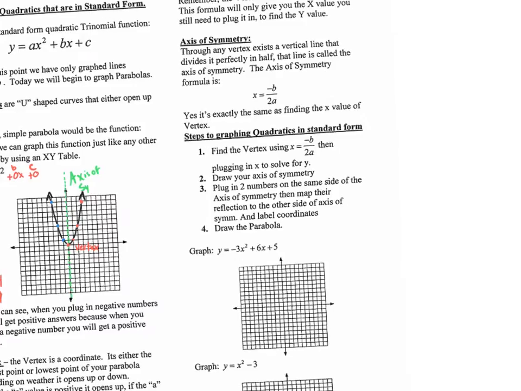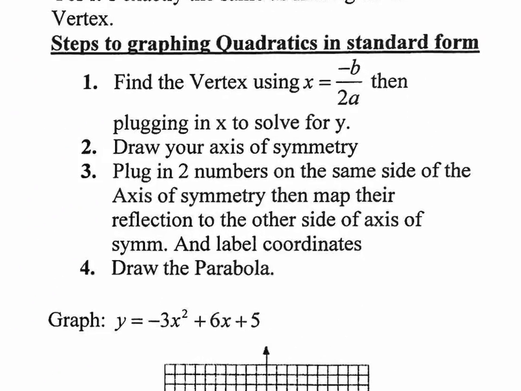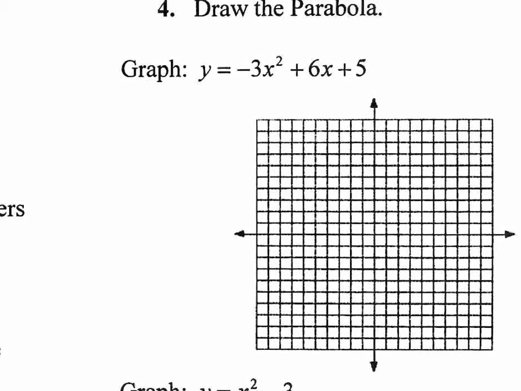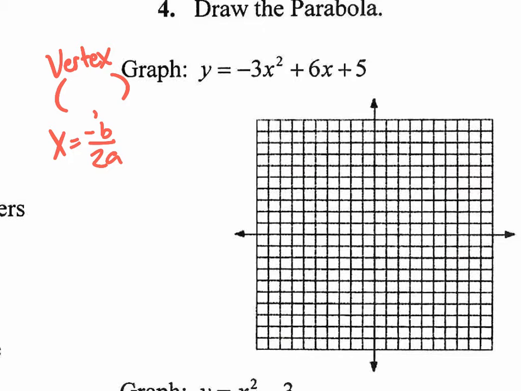Let's jump to over here where we have the actual steps. We're always going to start by finding the vertex. So let's look at this example. And the very first thing you should all write is the word vertex. And do a coordinate right below that word vertex. And how do we find that vertex? We use the formula x equals -b over 2 times a.